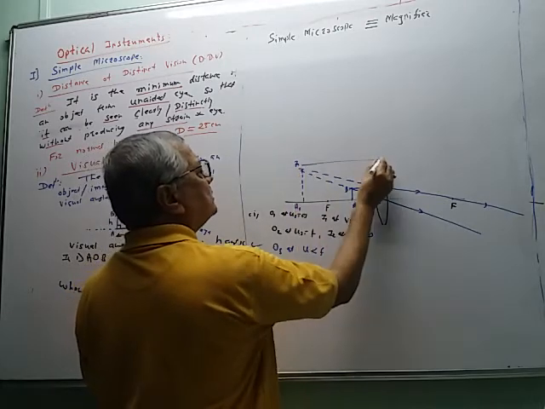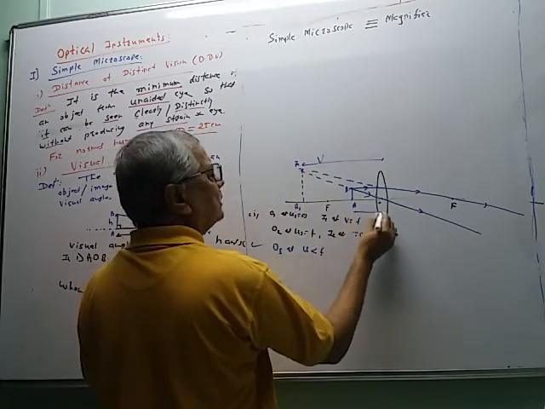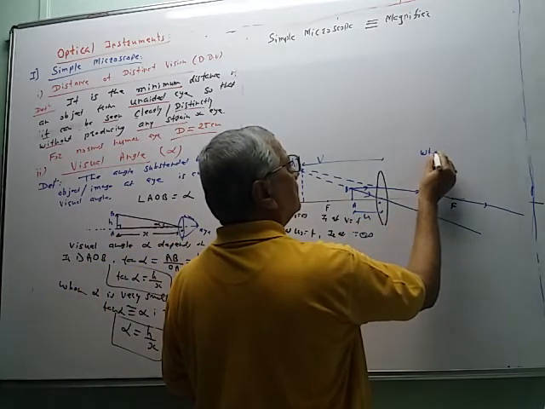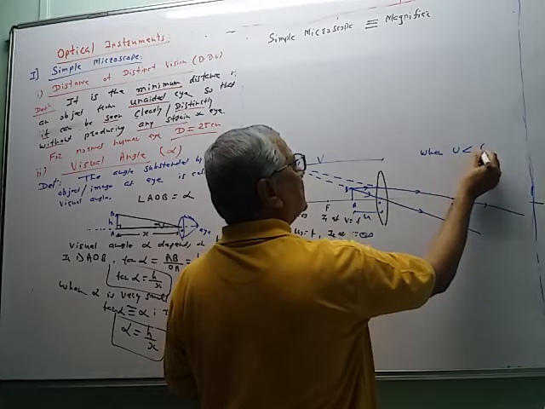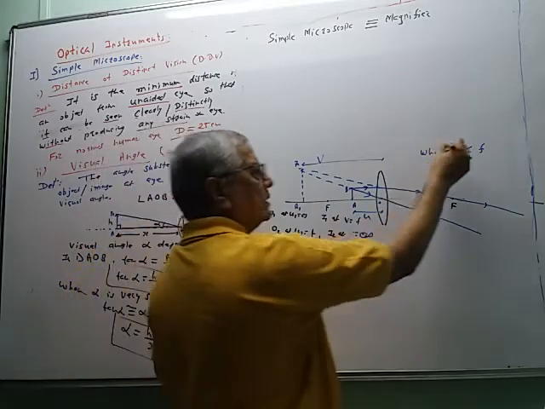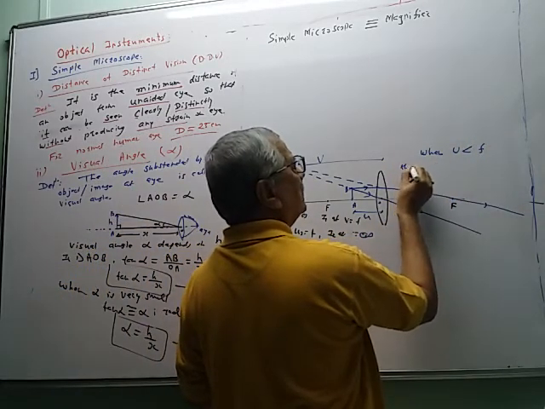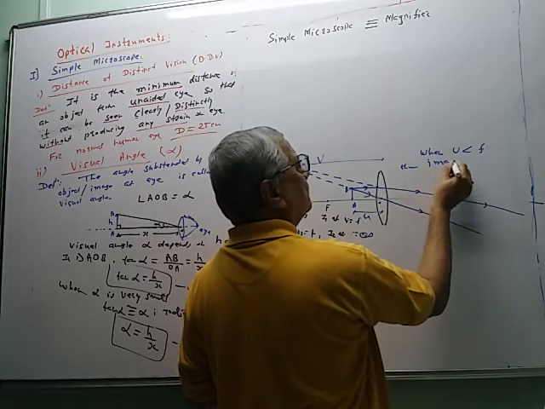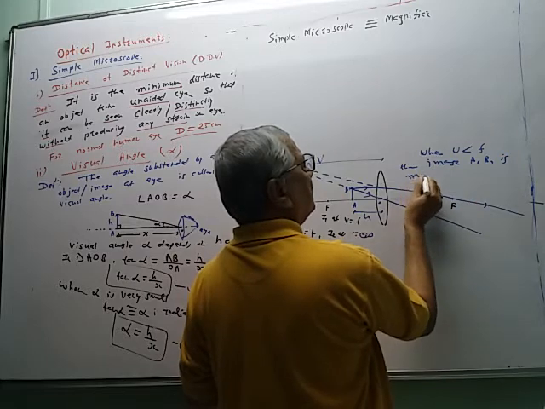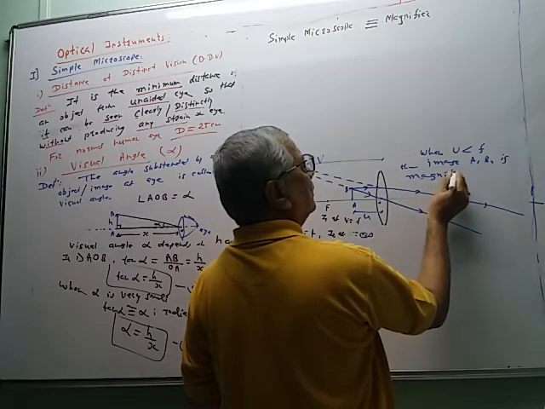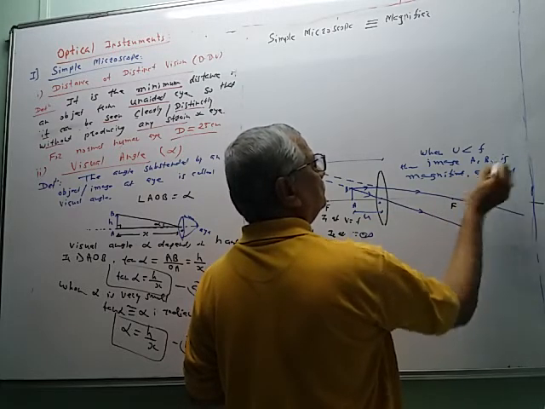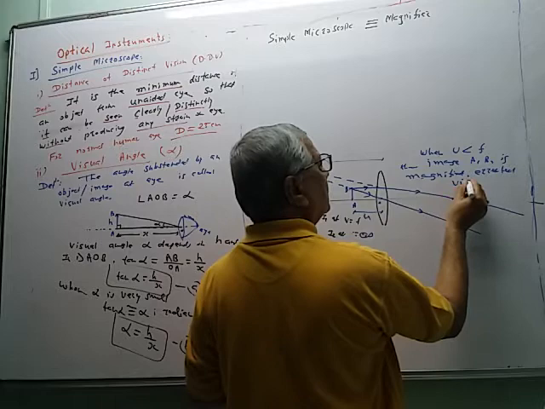So, this is the image distance. This is the object distance. So, what is the condition? When U is less than focal length, this OF is a focal length. When object distance is less than focal length, then the image A1, B1 is magnified, erected and virtual.